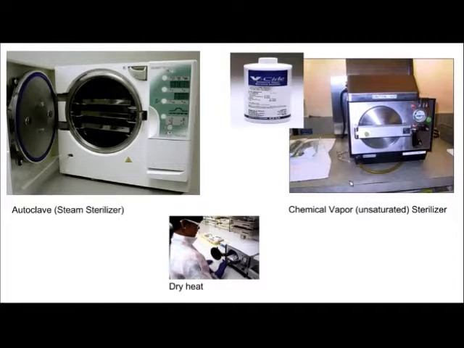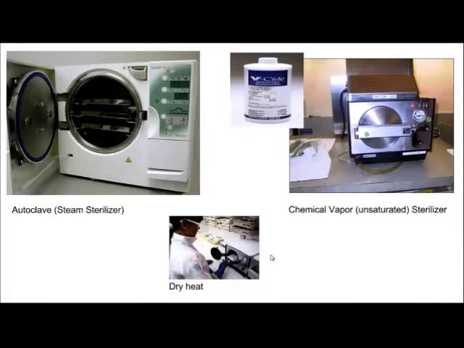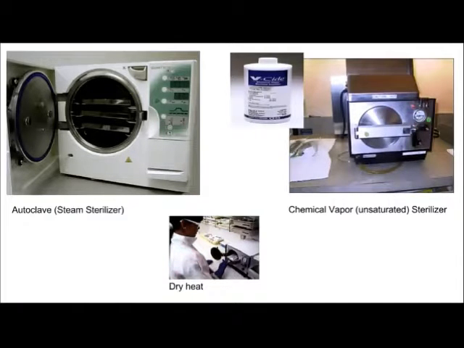This is a chemical vapor sterilizer. Instead of using water and steam, water and pressure, it uses chemical vapor and pressure to make a chemical steam or a vapor, and the vapor goes into the instrument packages and sterilizes the instrument. Alternatively, we have dry heat that does not use water or chemicals. It only uses high temperatures. And this is good, but high temperatures sometimes destroy our more sensitive instruments, so it's not as common.